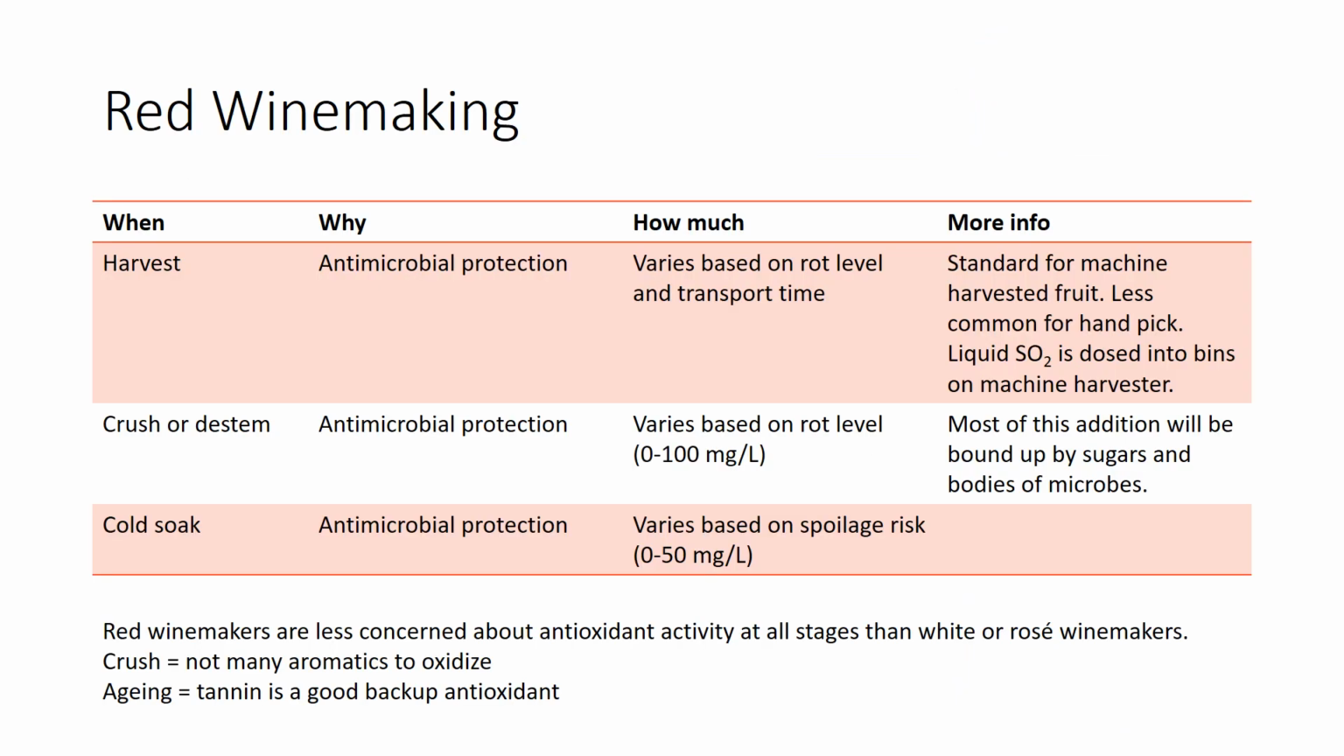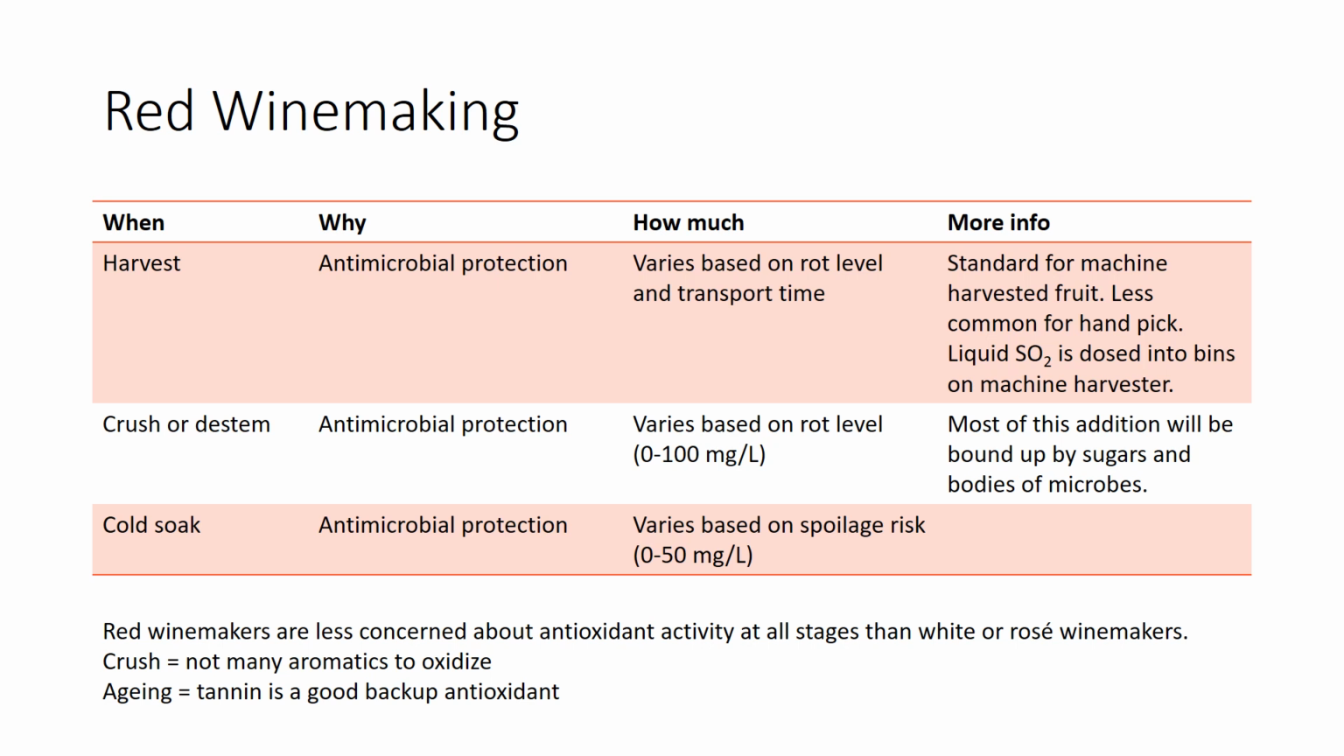So here are the stages in red winemaking when we want to consider sulfur dioxide. Firstly, during harvest, this is mainly for antimicrobial protection, and the amount that we add depends on the rot level and the transport time between the vineyard and the winery. So dosing in sulfur dioxide can be quite standard for machine harvested fruit. It's less common for hand picking because the bins for hand picking are significantly smaller and the fruit doesn't get crushed up. So we don't have skin or juice contact where microbes can thrive.